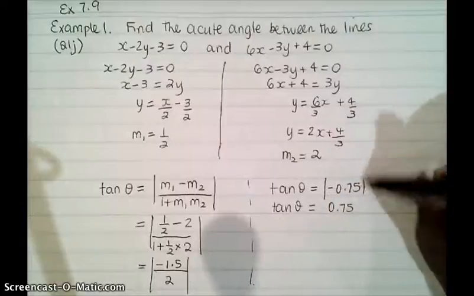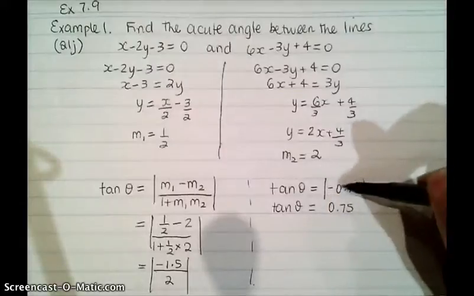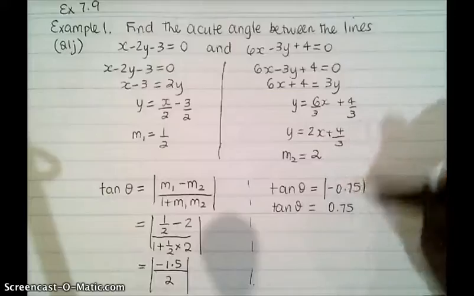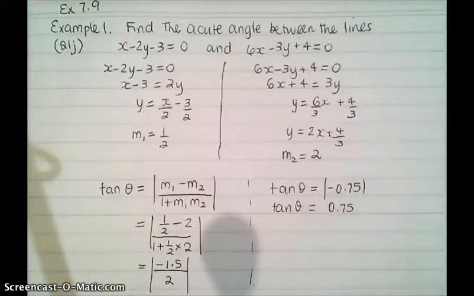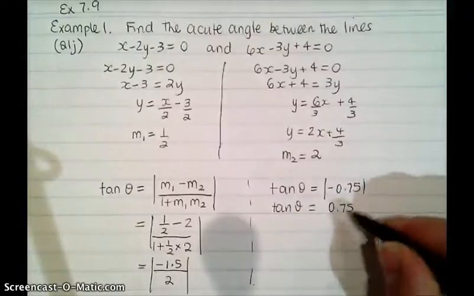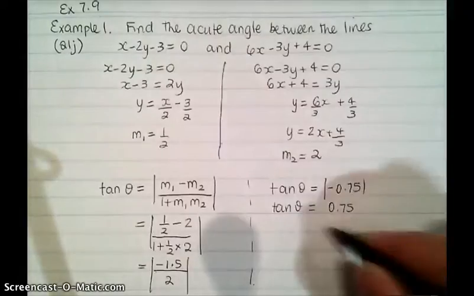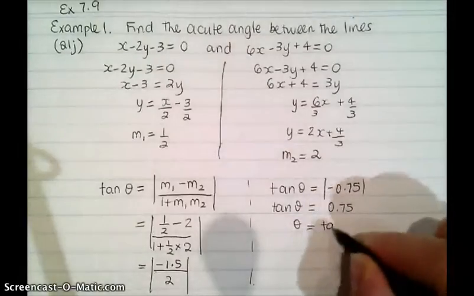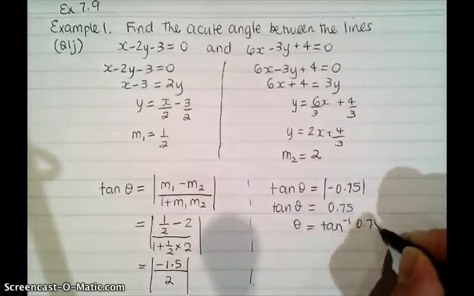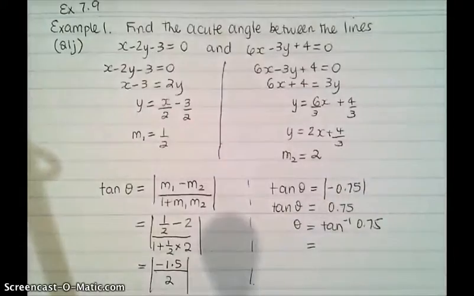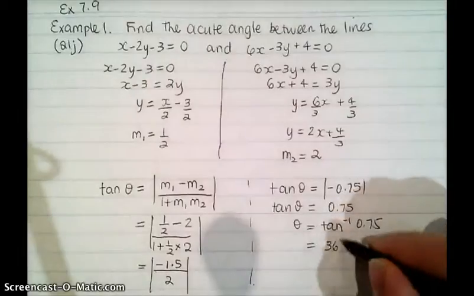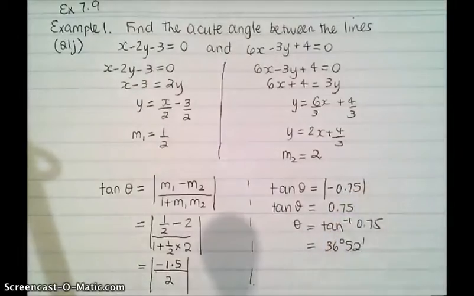Now notice we're getting a negative value in there. If we don't take the absolute value, we're going to end up with the obtuse angle, but we want the acute angle between the two lines. So tan theta is 0.75 once you've taken the absolute value, and to work out theta is just tan to the minus 1 of 0.75, and I'll just do that now. Shift tan of 0.75, make sure you're in degrees mode, and you should get 36 degrees 52 minutes. So that's our first example.